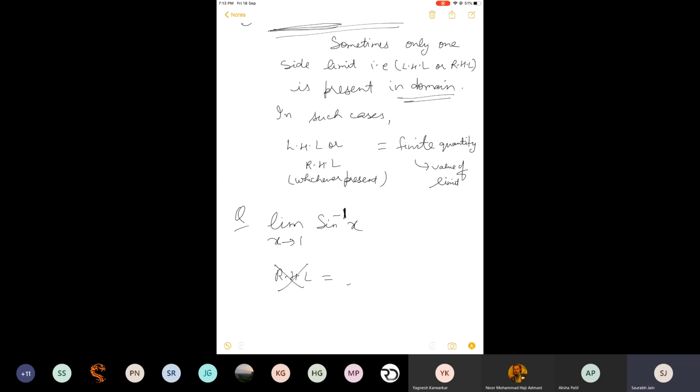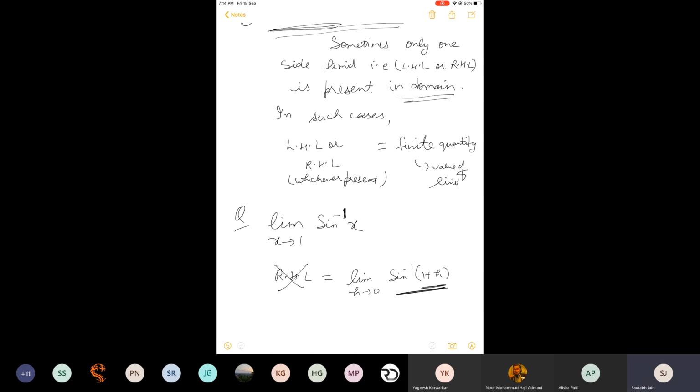Why? Because if you write RHL, it will be limit h tending to 0 sine inverse 1 plus h, right? The question cannot be taken further from this side. Why? 1 plus h. In front of sine inverse, we have something which is greater than 1. This is not in the domain. How can I find its value? It does not exist.